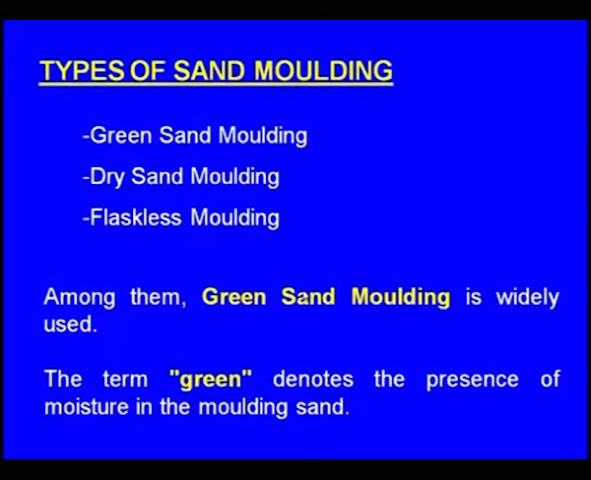First of all, what is this word green? What is meant by green sand molding? Green sand molding means when the moisture is present, then that sand is known as the green sand. When the moisture is present, with that sand if we make the mold and we pour the molten metal, then it is known as the green sand molding.